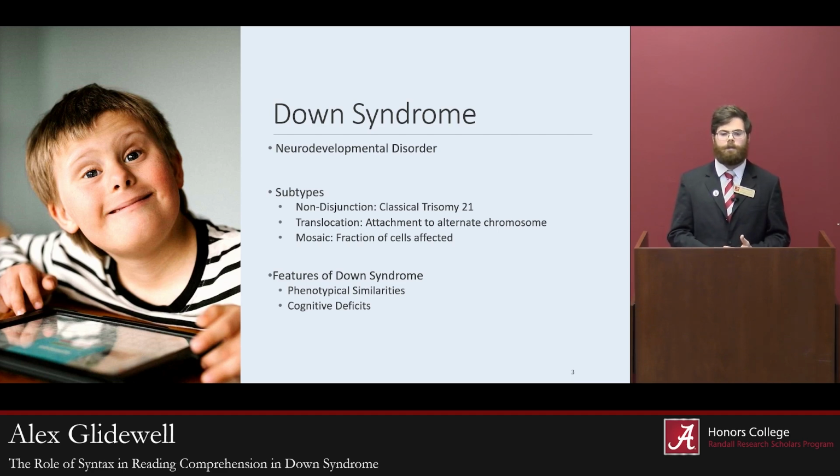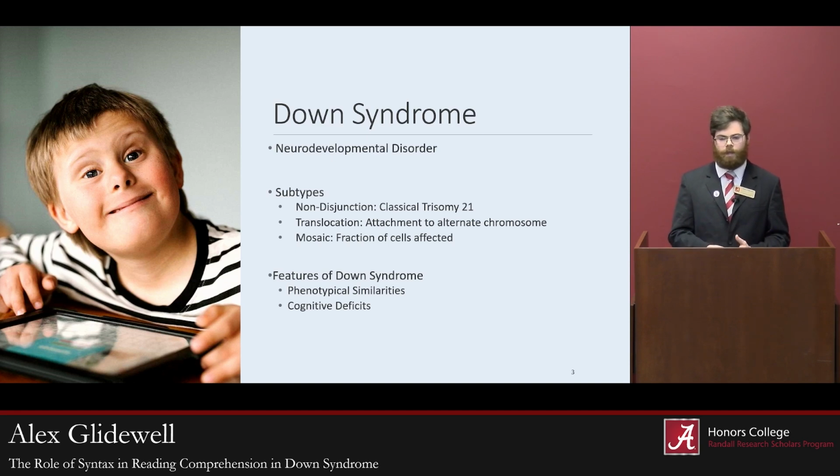in how it's presented. So the three major subtypes of Down syndrome are non-disjunction. This is classical trisomy 21. This is where, again, an extra chromosome is present at the 21st site in the sequence. Translocation is a subtype where part of one chromosome 21 attaches to another chromosome. So the zygote has trisomy 21 or partial trisomy 21, and all cells are affected.